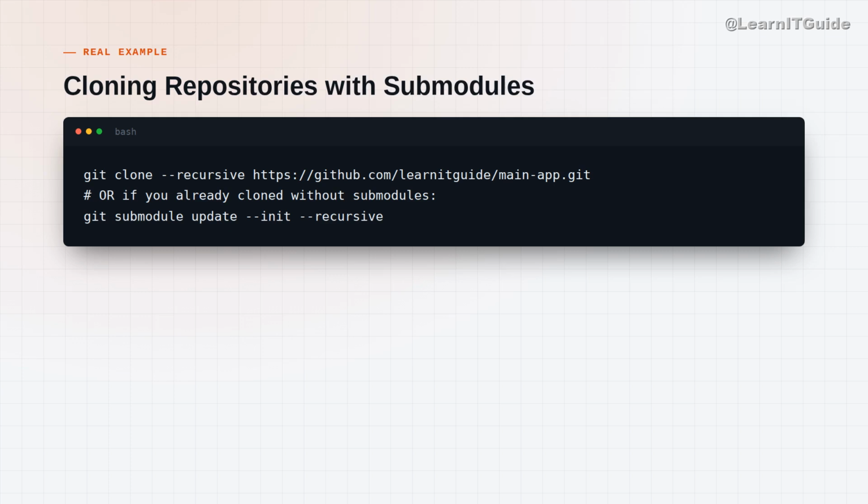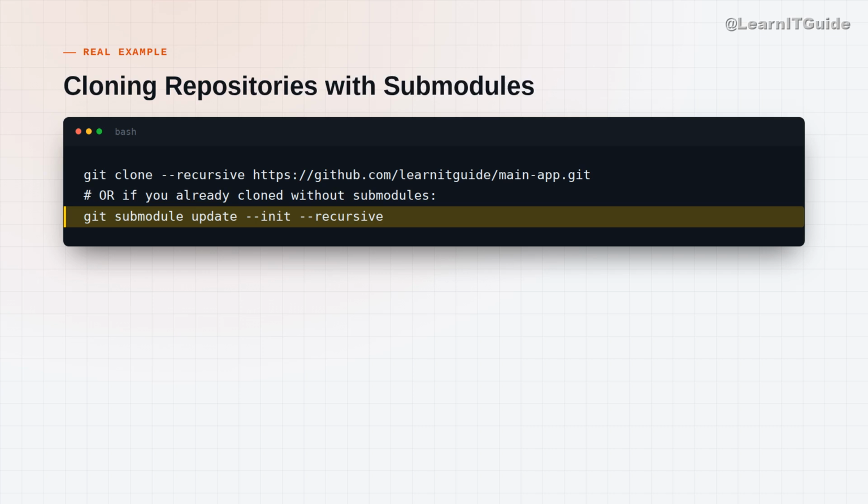If you just run a standard git clone, the submodule directory will be empty. You must use the recursive flag. This tells Git to automatically initialize and clone all submodules found in the project. If you have already cloned the repository, you can run the second command to fetch the submodule contents. Without this, your build will fail immediately because the dependency folder will be empty.